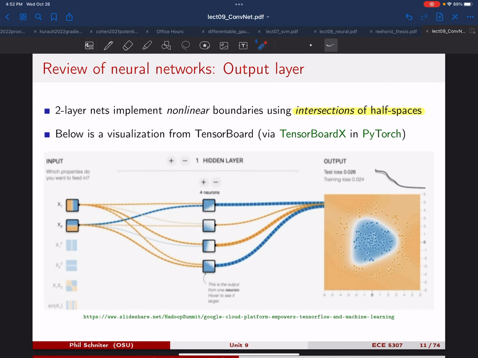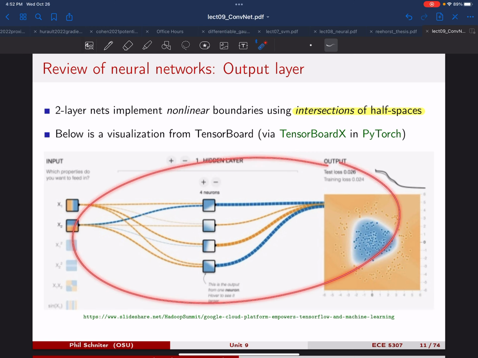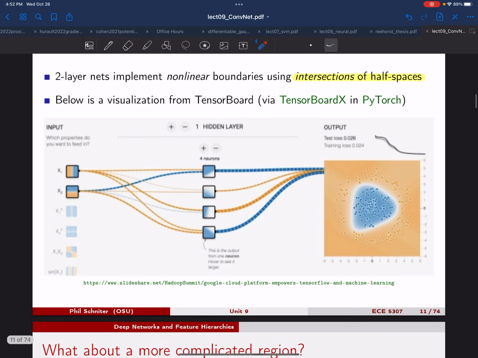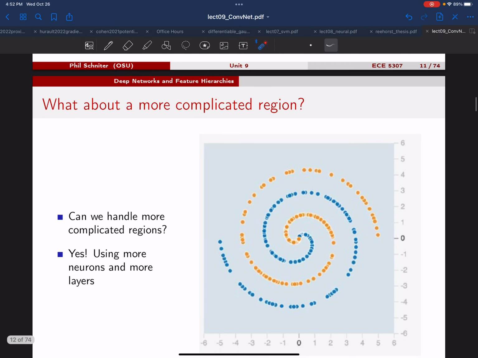Yeah, so this is called TensorBoard, this visualization tool. It's called TensorBoardX in PyTorch. You can play with it if you want. It can show you what's going on inside your network. You can kind of take a peek. Of course, it works best for small networks because once things get really big, it's just really complicated to understand what's going on. But we can still get a little bit more complicated.